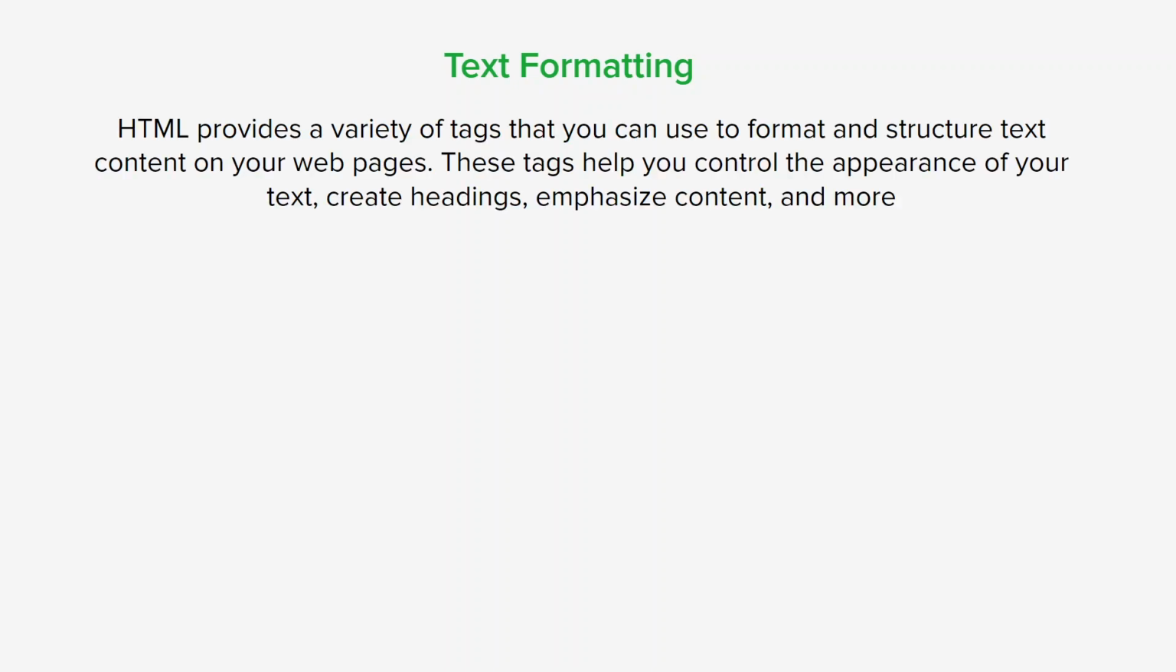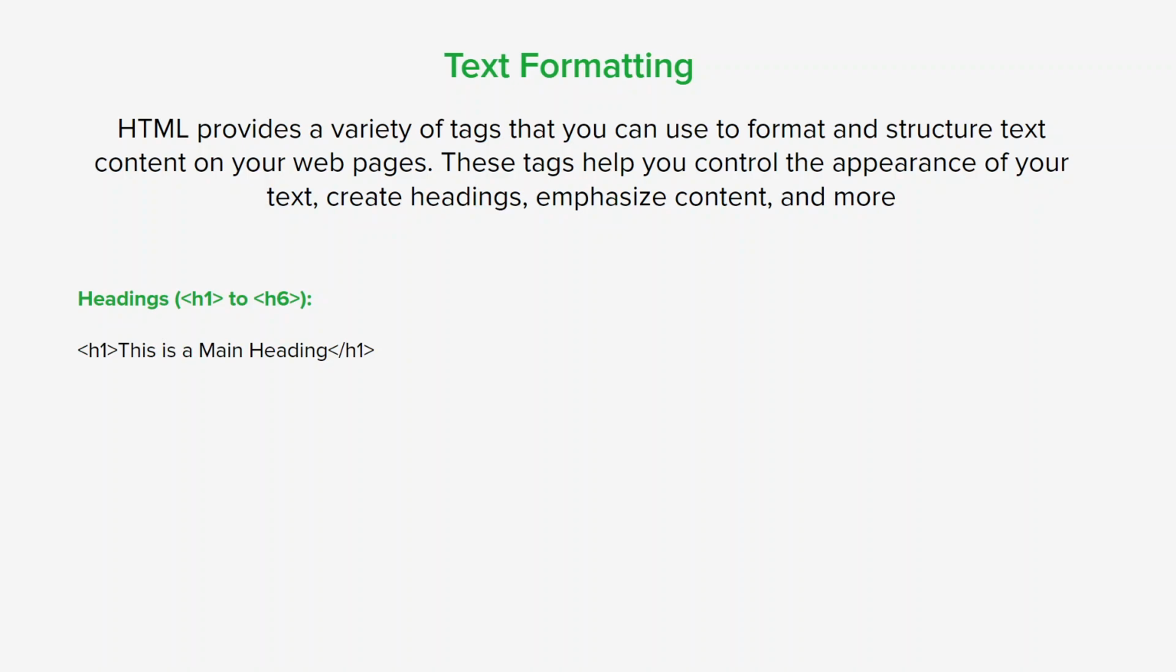So the second concept is text formatting. HTML provides a variety of tags that you can use to format and structure text content on your web pages. These tags help you control the appearance of your text and create headings, emphasis, and more. Some key text formatting we've seen before: we saw headings that have 6 different types of tags, H1 tags down to H6 tags, and they're used to create hierarchical titles and subtitles for your content.